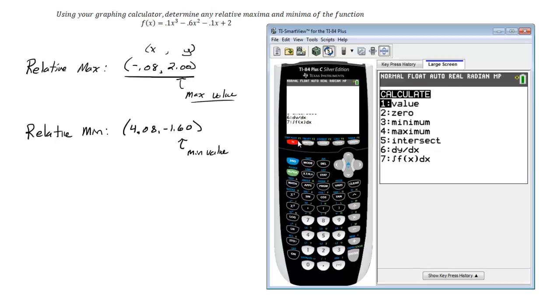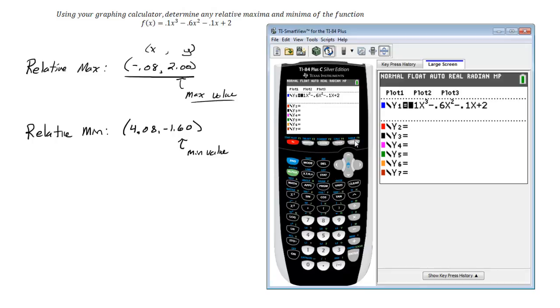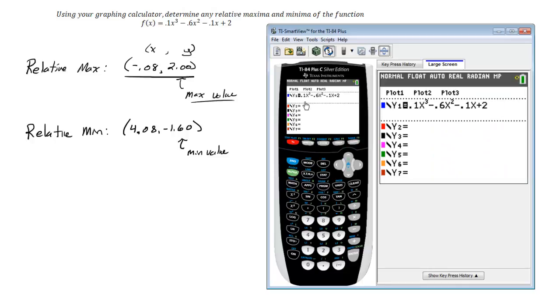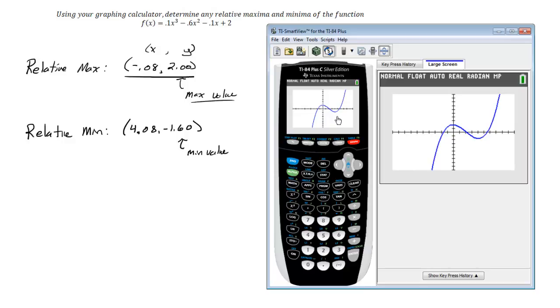But in this circumstance, in this function, there are only two extreme values. What you're going to learn later on in the course is that the degree of the function, which in this circumstance is 3, there's going to be 3 minus 1. There could be as many as 3 minus 1, or 2, maxes and mins. So I'm pretty sure at this point that there are only 2 extreme values. So that's all that I have.